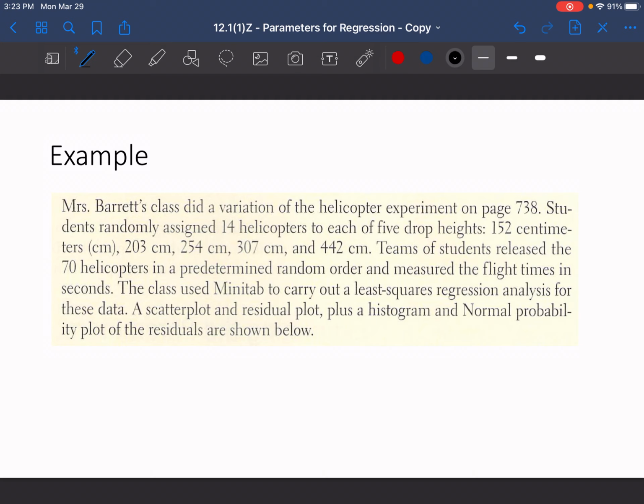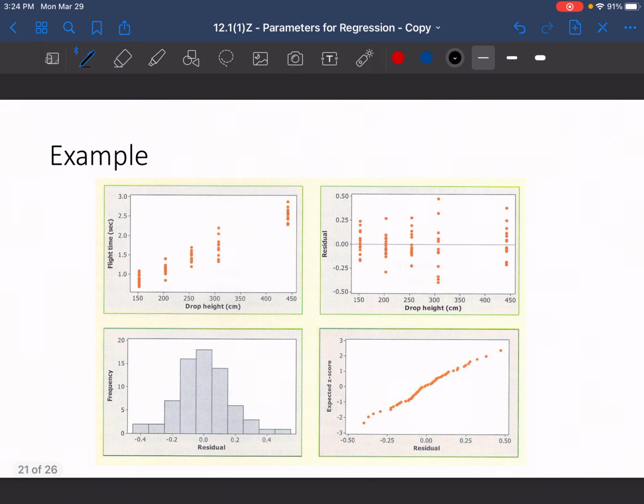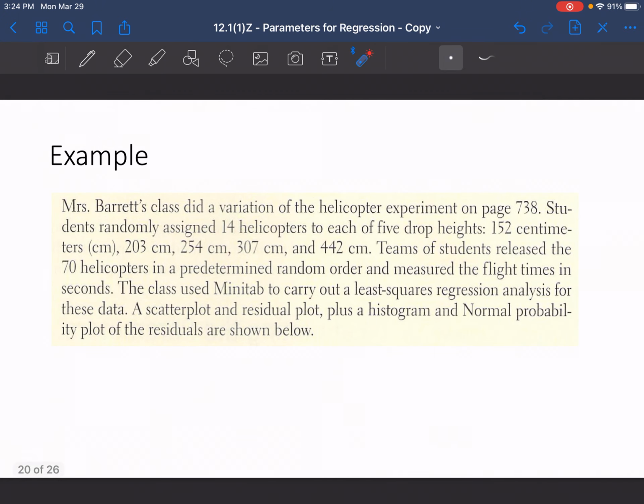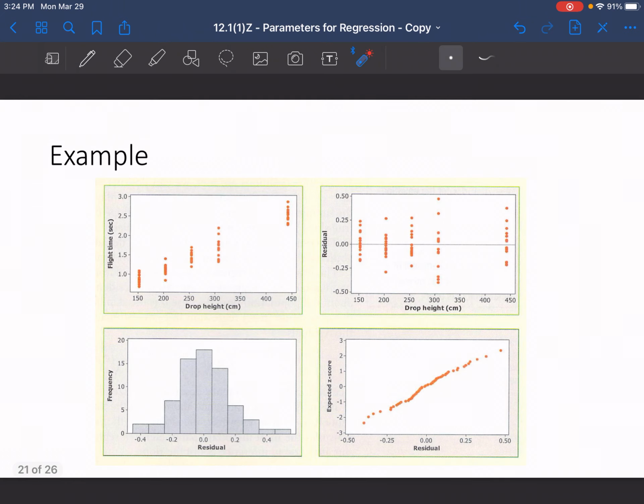The class used Minitab to carry out a least squares regression analysis for these data. A scatter plot and residual plot, plus a histogram and normal probability plot of the residuals are shown below. So you'll notice that this plot right here represents our scatter plot. This one represents our residual.